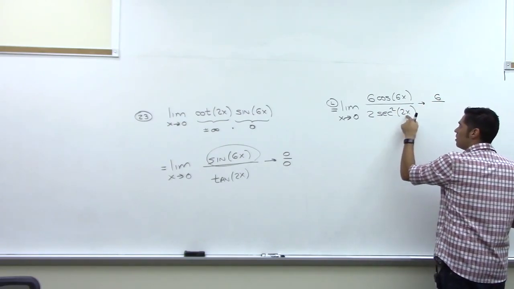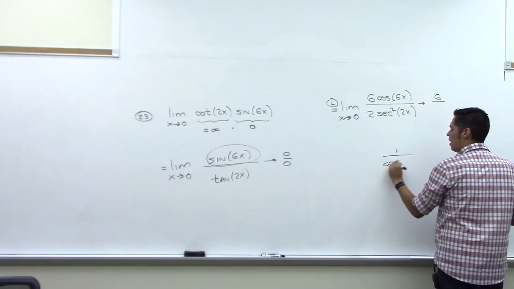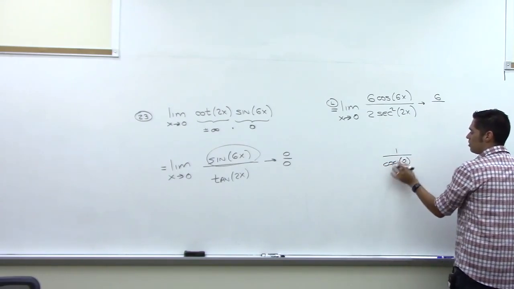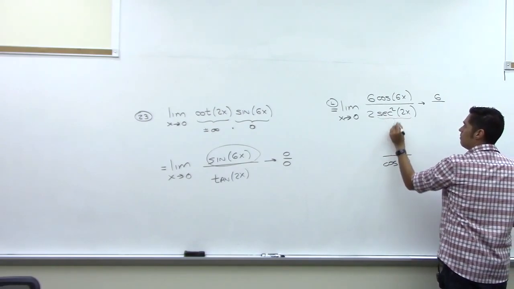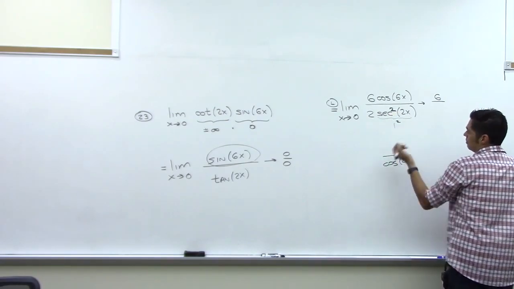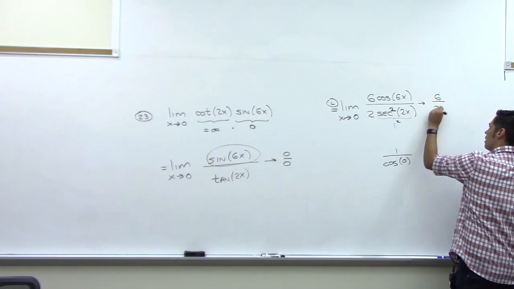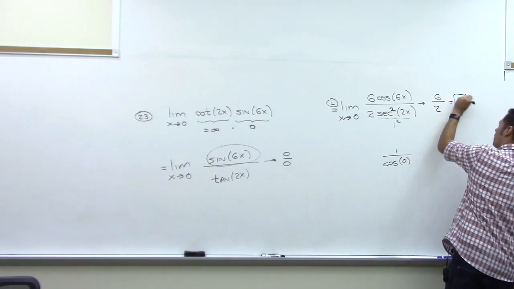All right, secant of 0 is the same as 1 over cosine of 0, and cosine of 0 is 1, so that's 1 over 1. This right here is 1, and then you square it, still 1, and then times 2, so you get 2. So the answer here is 3.